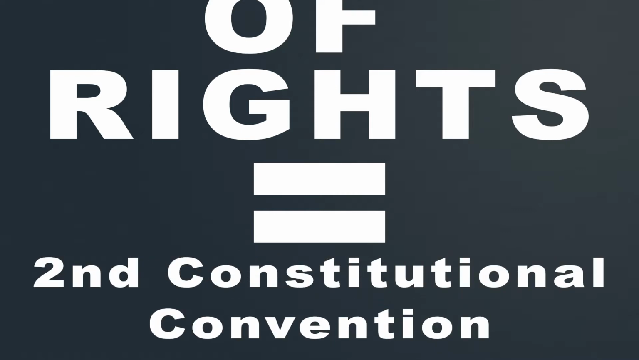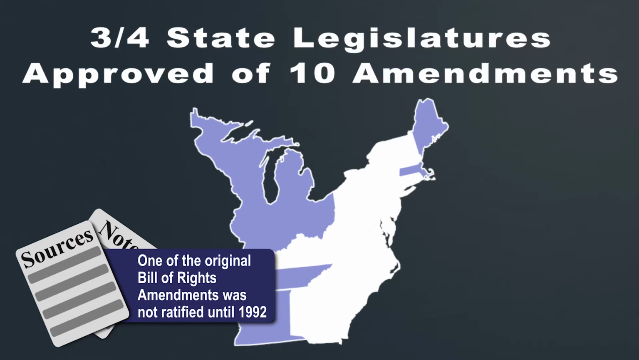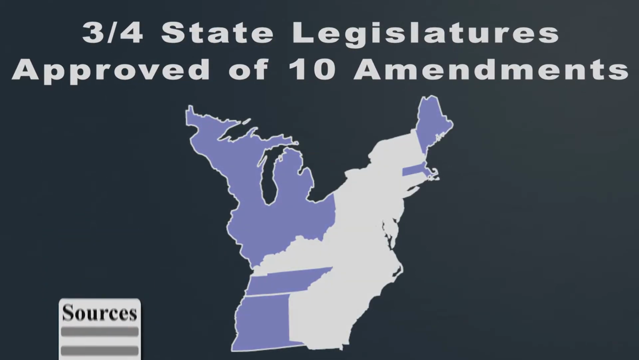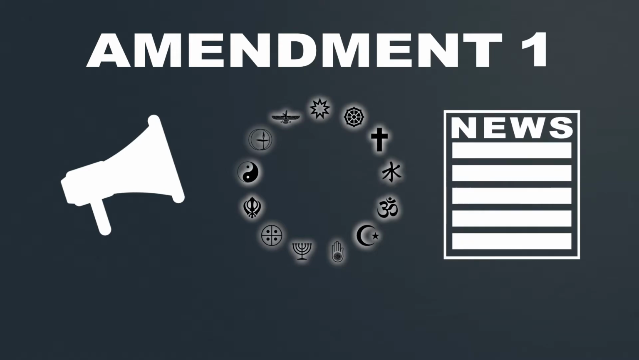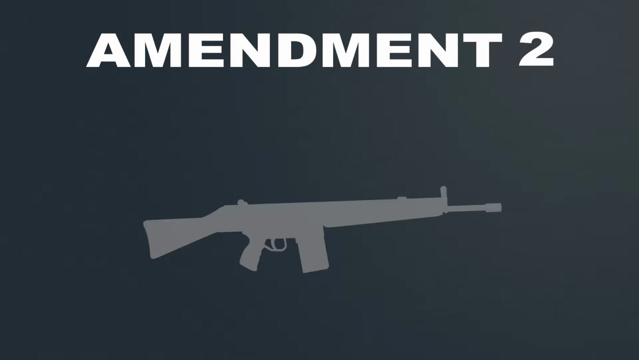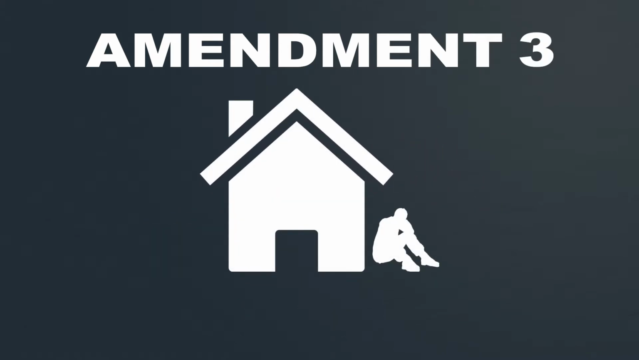What is in the Bill of Rights? Originally, there were 12 proposed amendments that were part of the original Bill of Rights, but 3/4 of state legislatures originally approved only 10 of the amendments. The First Amendment provides the freedom of religion, speech, press, assembly, and petition. The Second Amendment gives the right to a well-regulated militia and the right to bear arms to the people of the United States.